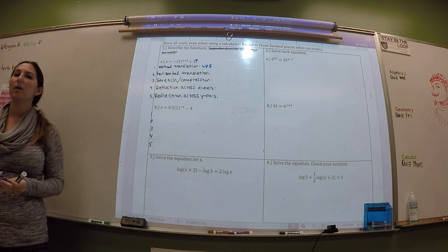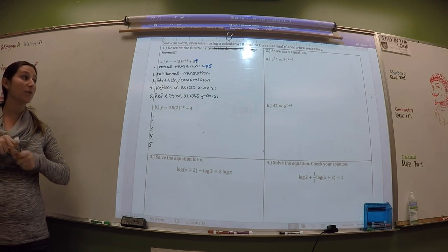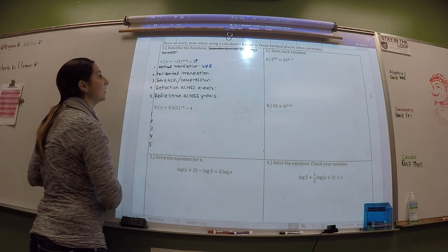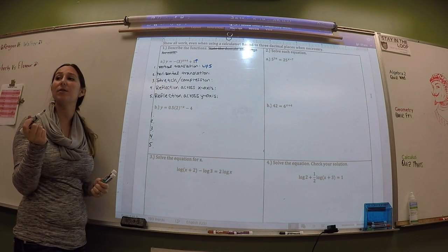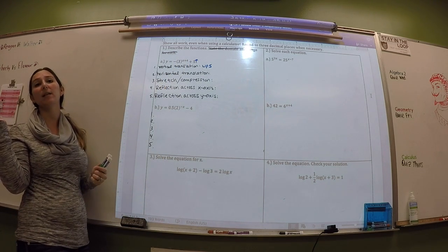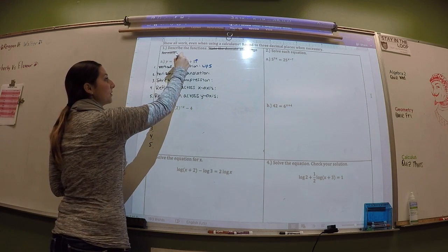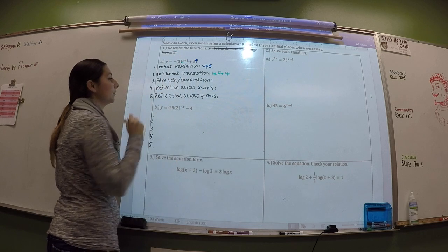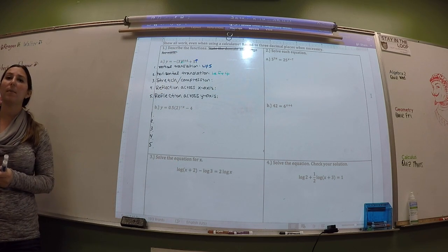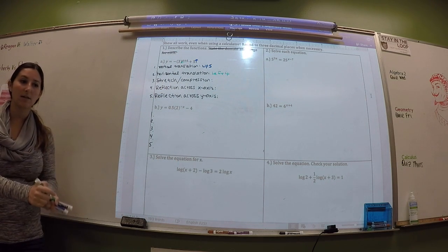Okay. The horizontal translations will be in the exponent. So if it says plus, it goes to the left. If it says minus, it goes to the right. So this one's going left 4. Okay, so if it says minus, it goes to the right, plus goes to the left.